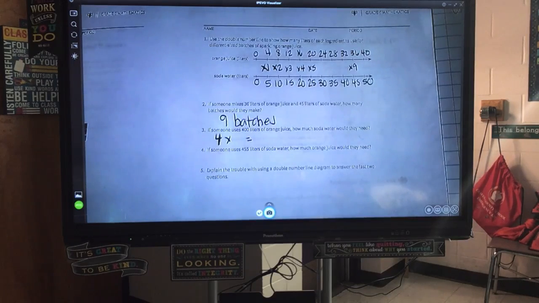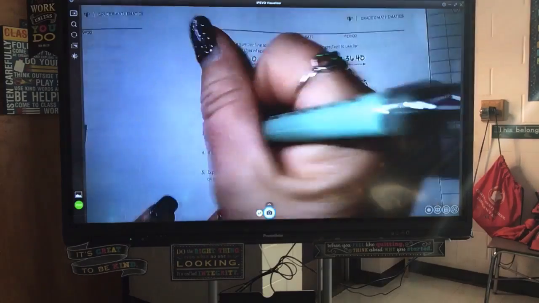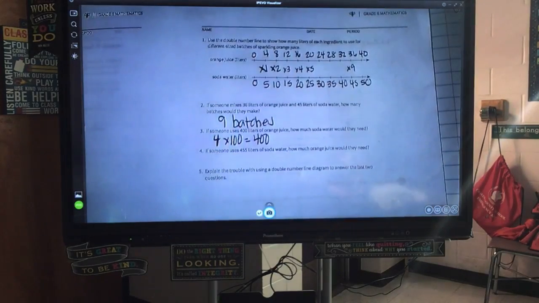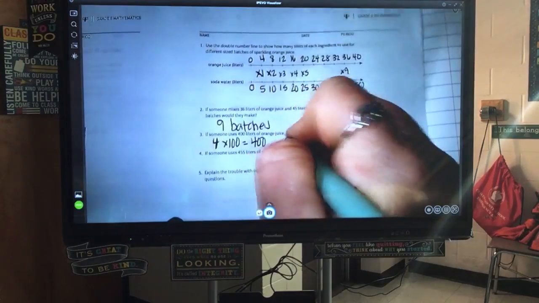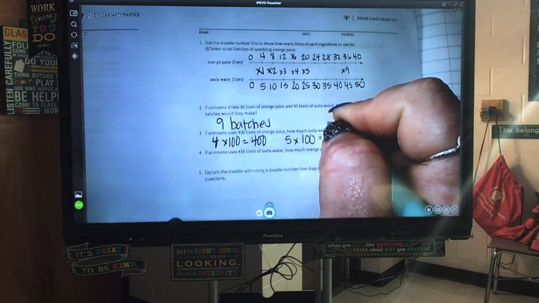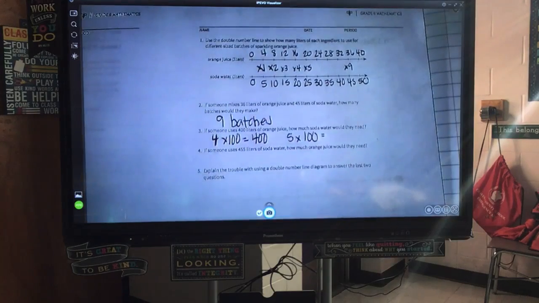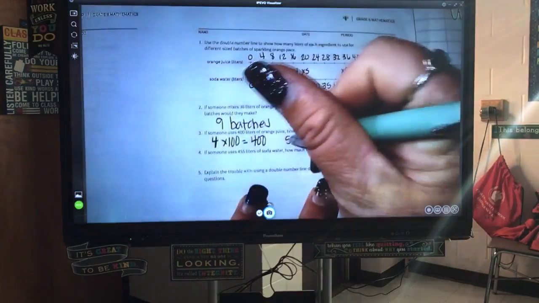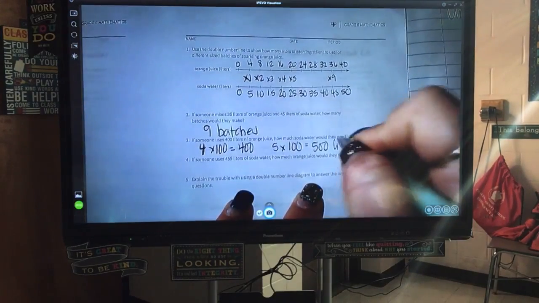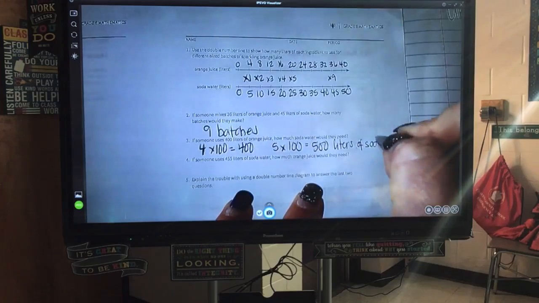Alright, so what are we gonna multiply 4 by to get 400, Troy? 100. So 4 times 100 gives me 400, correct? So then, Troy, what am I gonna multiply 5 by? 100. Why? Because it's the same as the other. You're exactly right. So if we multiply by 100 to one number, what do we have to do to the other number? We have to multiply it by the same thing. Alright, so 5 times 100 is going to give us 500. So we would need 500 liters of soda water.